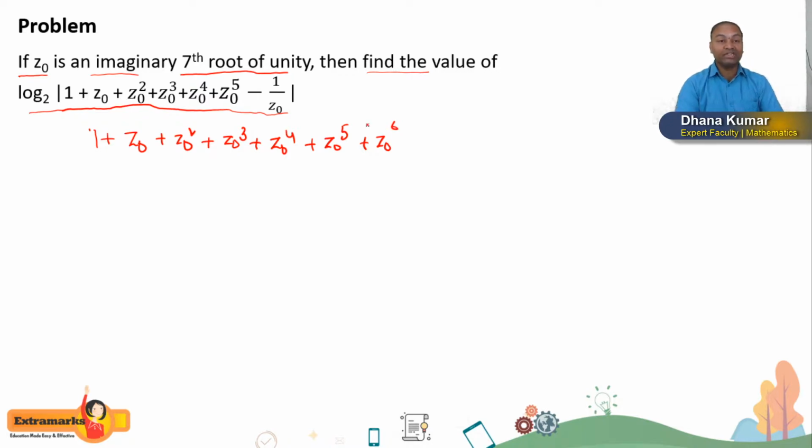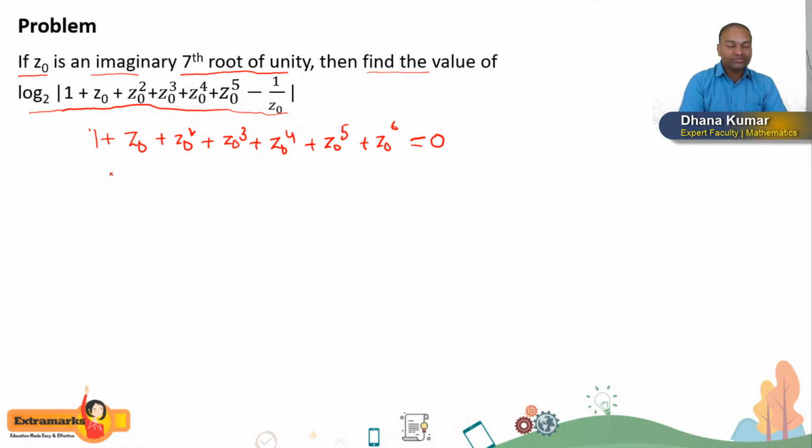Seventh roots of unity. Now you observe that there are 7 terms: 1, 2, 3, 4, 5, 6, 7. Don't blindly write up to Z0 power 7. Right, so what about our formula? Sum of nth roots of unity, that is the sum of seventh roots of unity, the answer is also 0.